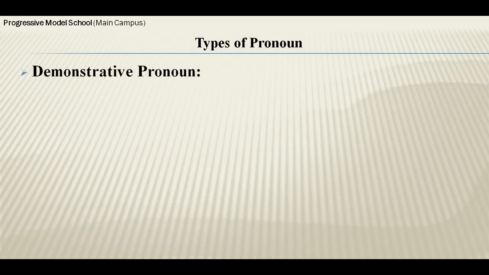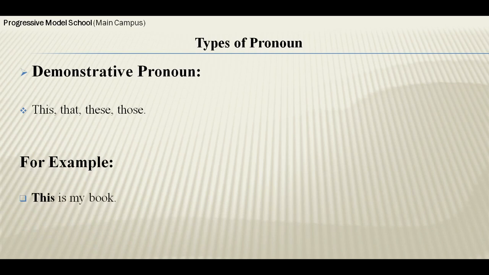Our next type of pronoun is demonstrative pronoun. Demonstrative pronouns, words like this, that, these, those. These point out a particular person, place, thing, or idea. For example, this is my book. Here, this word is a demonstrative pronoun. Similarly, another example, that is his house. Here, word that is a demonstrative pronoun. And these all are my books. Here, these word is a demonstrative pronoun.